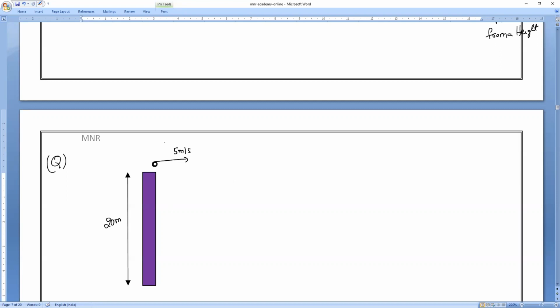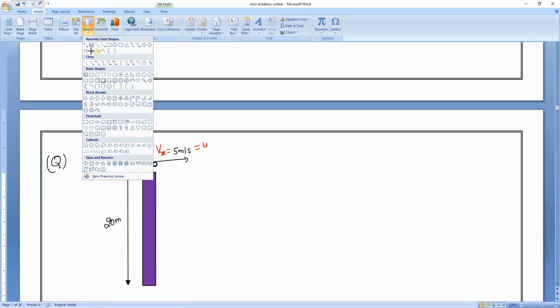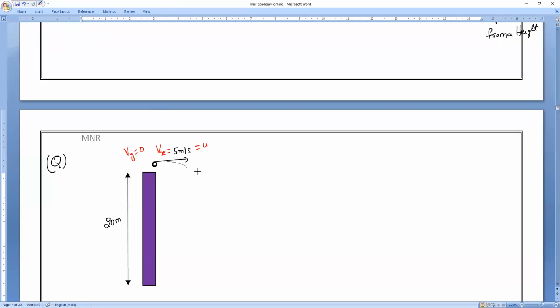At every point, the velocity in the x direction remains constant, or not? Yes, sir. Vx always remains constant; it is the initial velocity, what we used to call u. Now at the initial point, what is the velocity in the y direction? It is 0. Now it is reaching the ground as it falls.